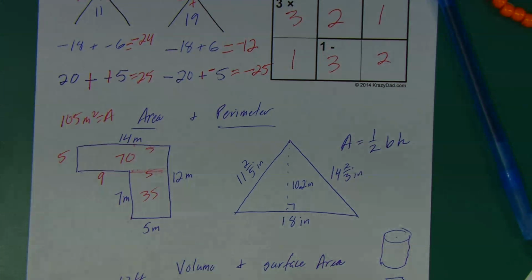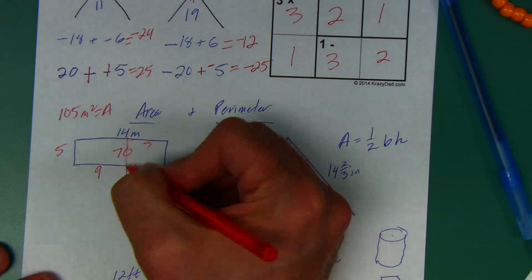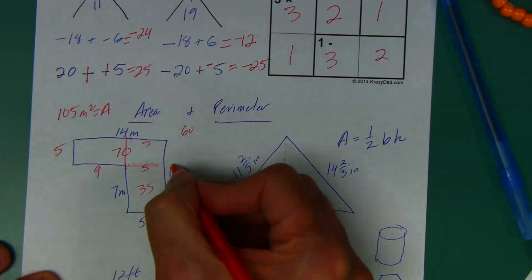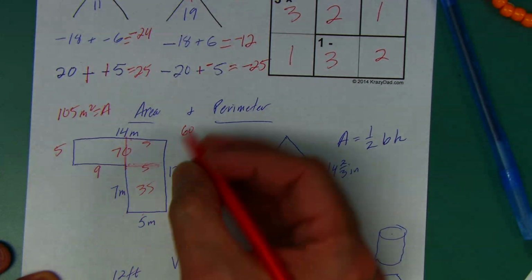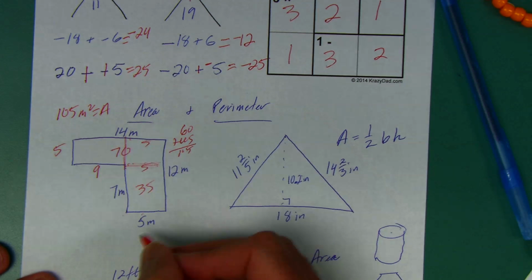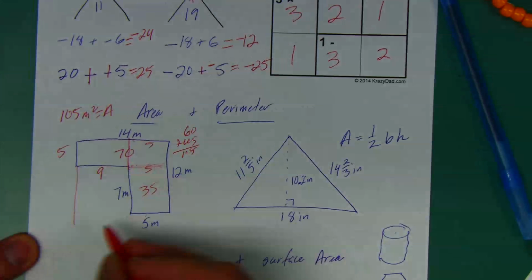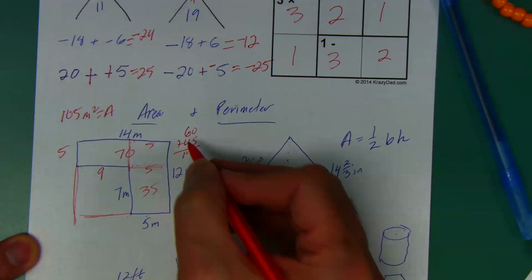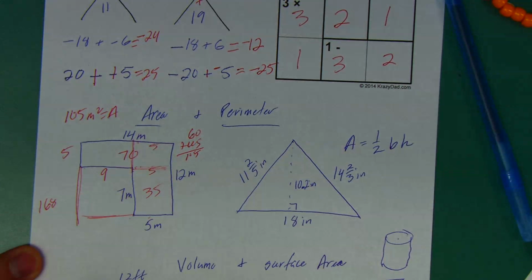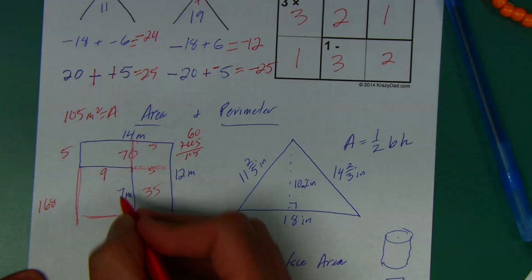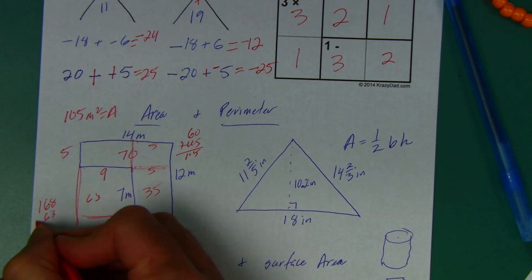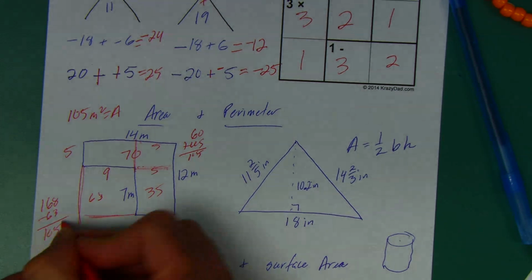Now, that's one way of doing it. I could also have drawn the line here and said 5 times 12 is 60, right? And then 5 times 9 is 45, and 60 and 45 is also 105. I could also have made my rectangle complete and said 14 times 12 is 168, and then subtracted this right here. 9 times 7, 63, and the difference in 168 and 63 is 105.